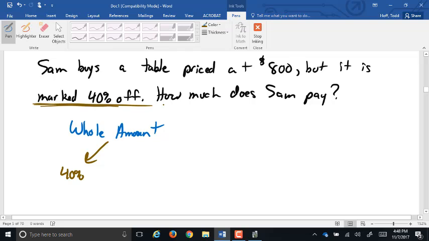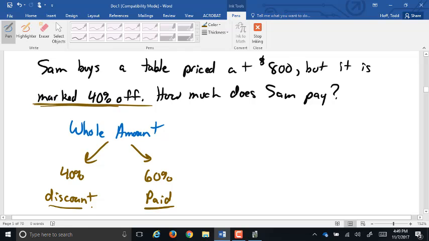That's how much it's marked off, right? That'd be a discount of some sort. The rest of it would be what percent? 60. 100 minus 40 would be 60%. That's the amount that Sam paid.